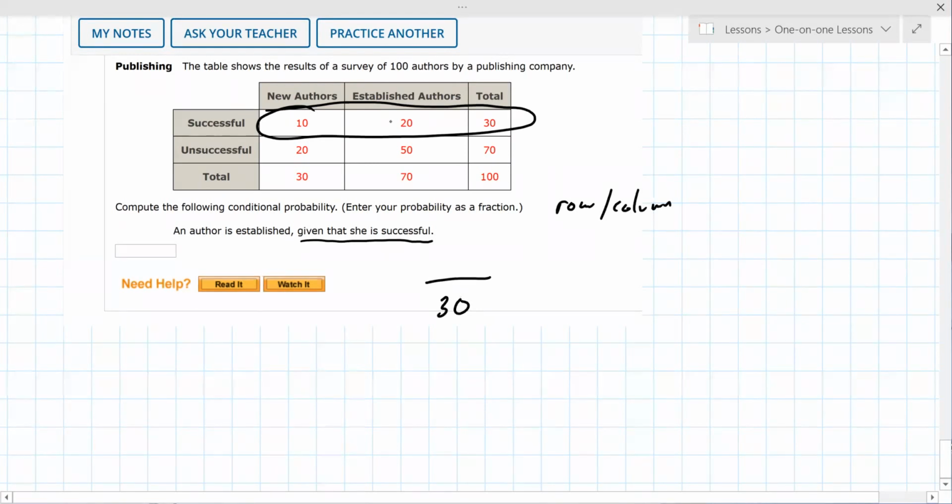The number we care about is 20. This is the new sample space out of the row or column total. So that becomes 2/3 for that. I feel like we've done some of these before, maybe just grabbing values out of a cell or out of a table. Okay, that is correct.